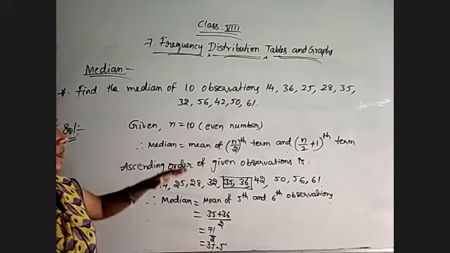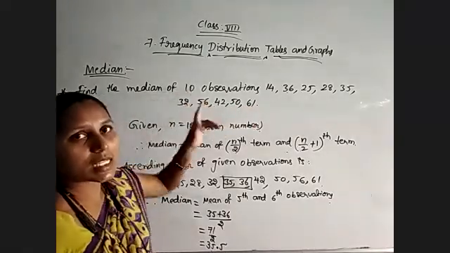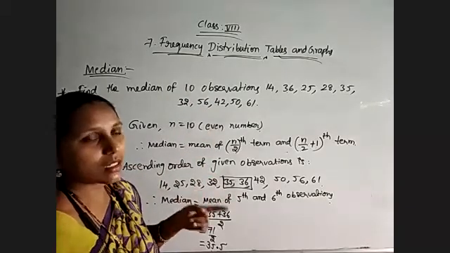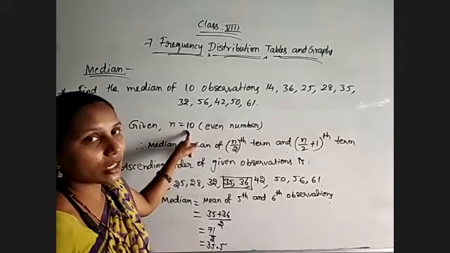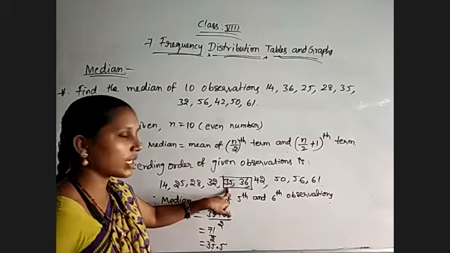Once again observe, when 9 observations are there, n plus 1 by 2 term will become the median. In that case n value will be 9, so 9 plus 1 means 10, 10 by 2 is 5, fifth term, that is 35 we will get.